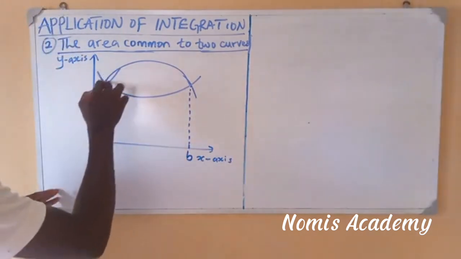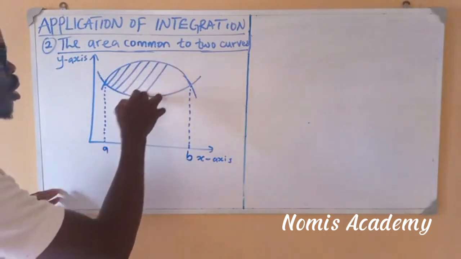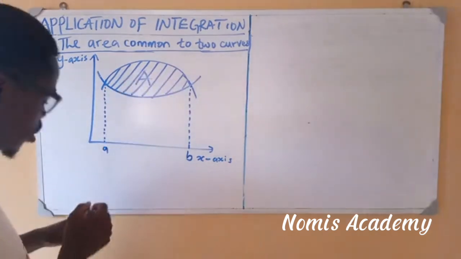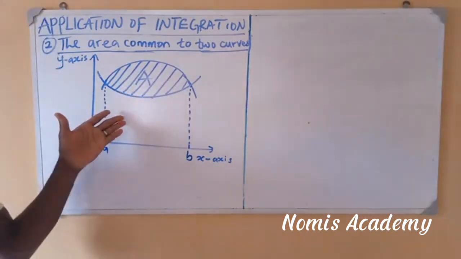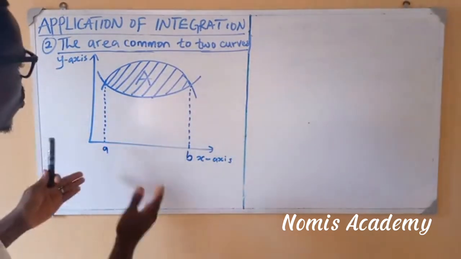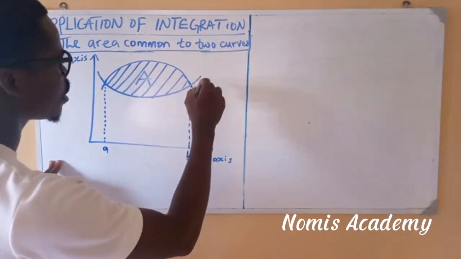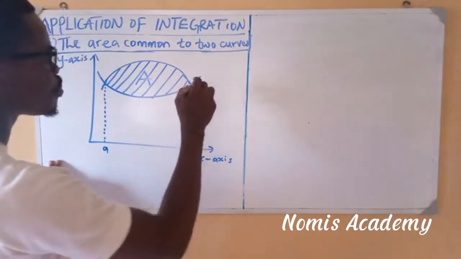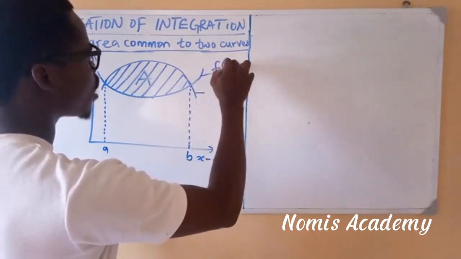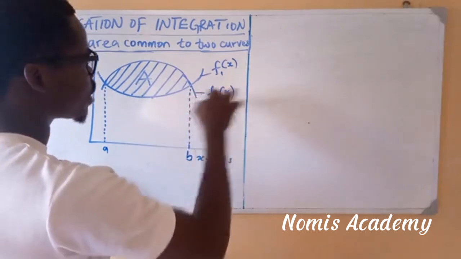Supposing we are asked to find the area bounded by these two curves. So how do we go about that? The first thing we need to do is to know the area under the curve. The curve facing up will be called f1 of x, and then the other one will be called f2 of x.